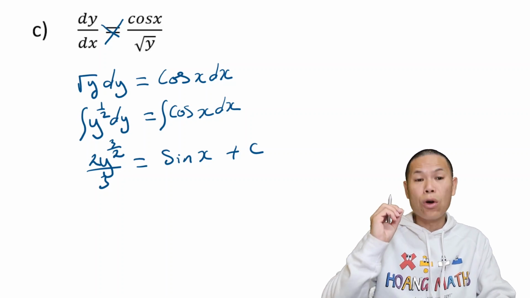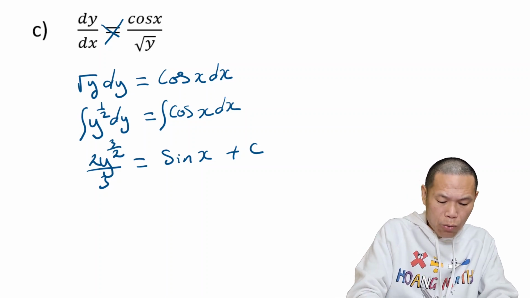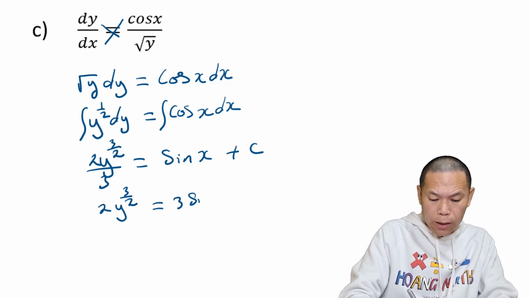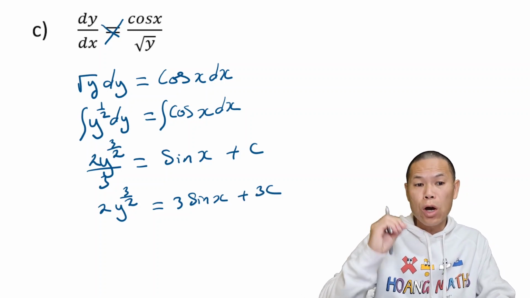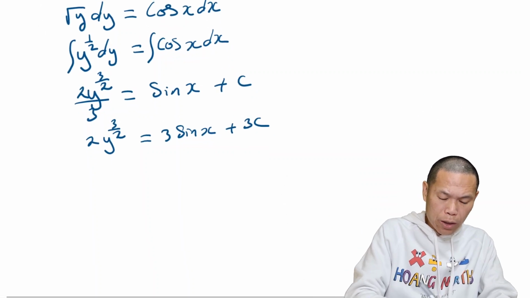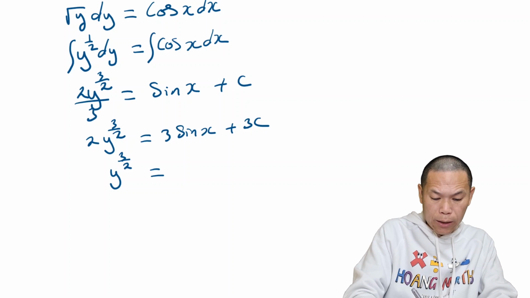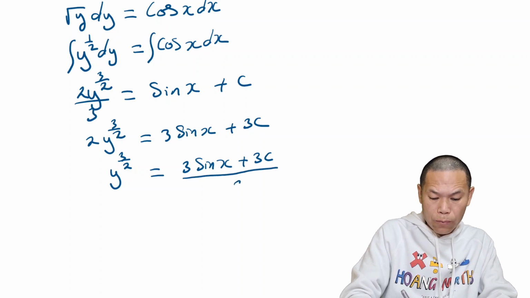So now we just need to solve for y. Let me just times 3 on both sides. So that will give me 2y over 3 is 3 sine of x. We add 3c. So now I divide by 2 on both sides. So that will give me y over 3 is 3 sine of x plus 3c over 2.